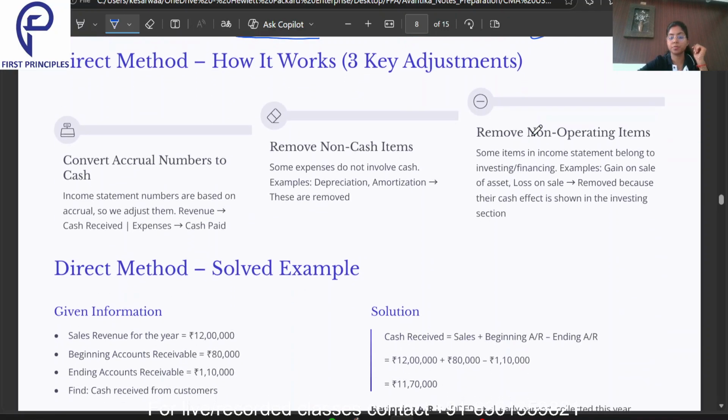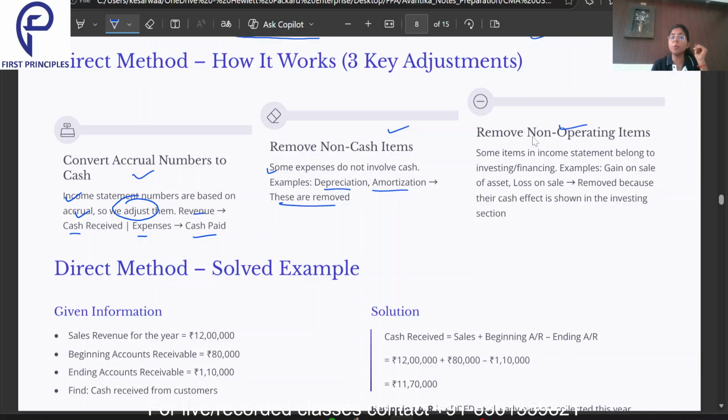Now, how does the direct method work? Let's understand. The direct method has three key adjustments. First, convert accrual numbers to cash, then remove non-cash items and remove non-operating items. Let's dive into this. Income statement numbers are based on accrual, so we adjust them. That means revenue should equal the cash received and expenses should equal the cash paid. Then remove non-cash items. Some expenses do not involve cash.